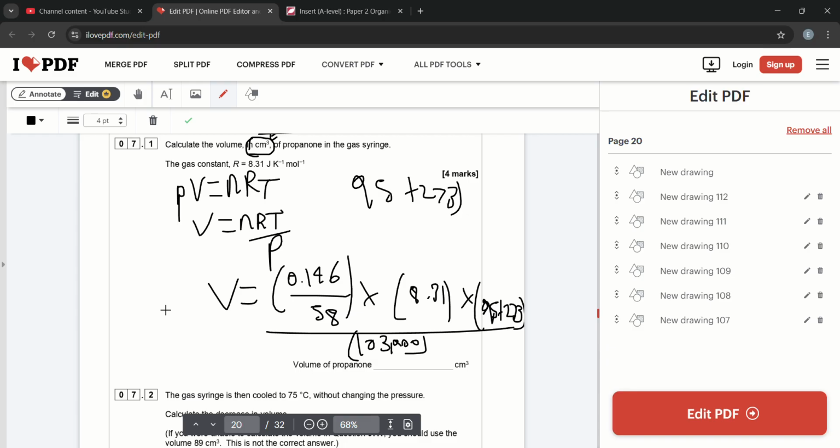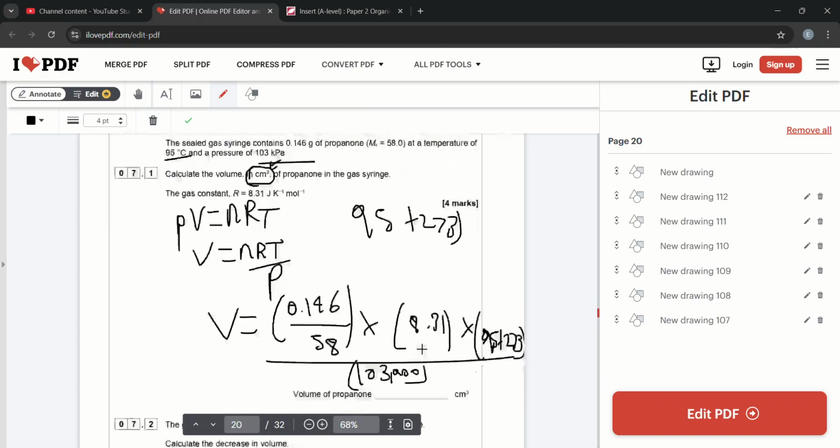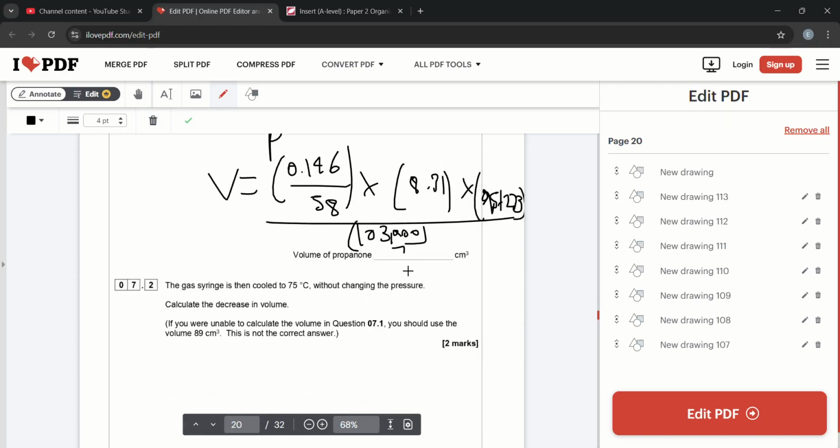But like I said before, that's in dm cubed. We want our answer in centimeters cubed. So we're not going to divide by a million, we're actually going to times by a million. So we're going to times by 1 times 10 to the power 6 and get 74.7 centimeters cubed. So we can leave it as that, 74.7 centimeters cubed.